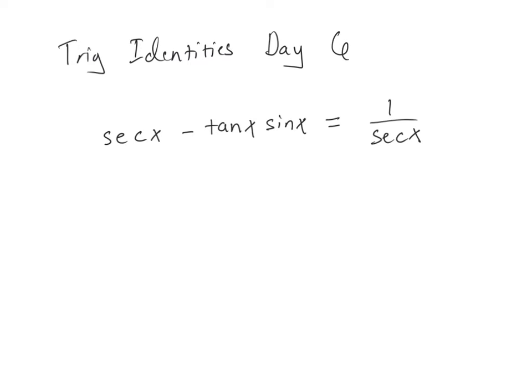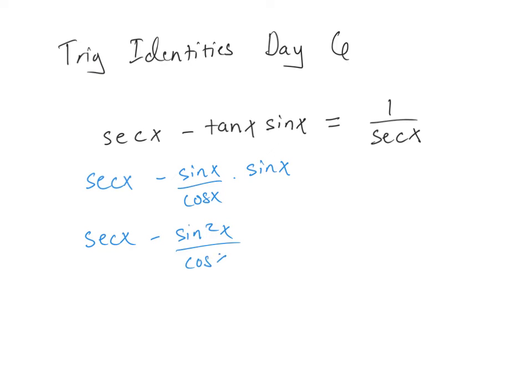So I'm going to keep the first part the same, but in the second part, I'm going to change my tangent of x to sine of x over cosine of x, and we'll see where we go from here. And then times the sine of x, and we don't need that equal sign right now. Okay, keep going down: secant of x minus sine squared of x over cosine of x.